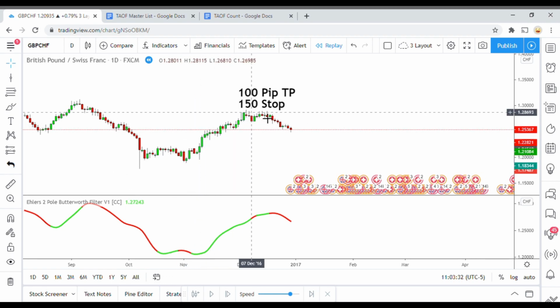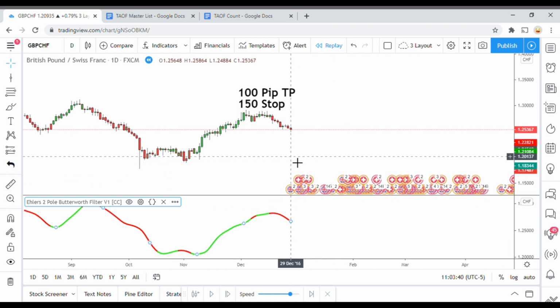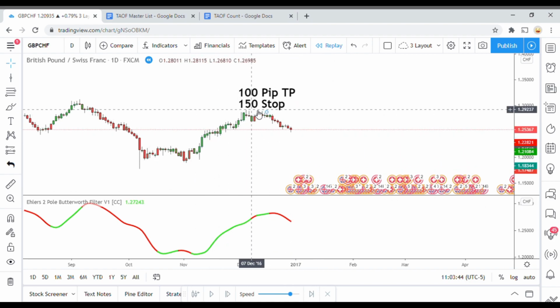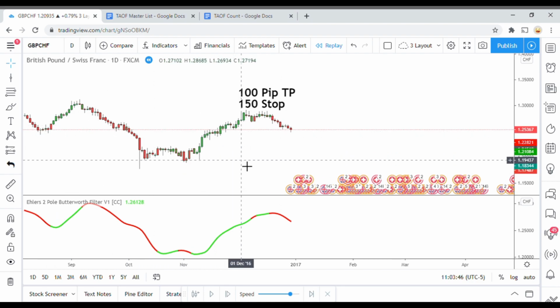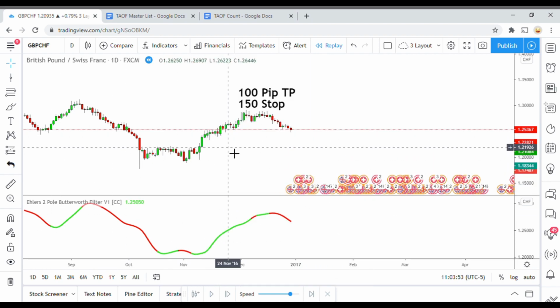If you weren't concerned with price action and the bar coloring, you could just leave the bar coloring on like this here, and you could just trade off of the bar coloring as it appears in the price action itself. But as I've said a few times before, I don't like doing that.